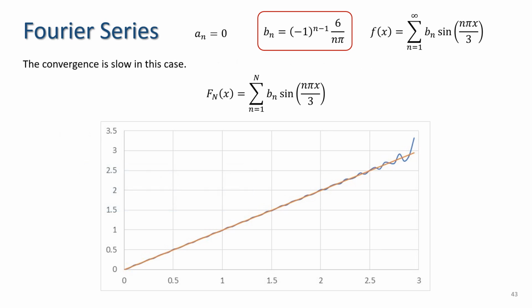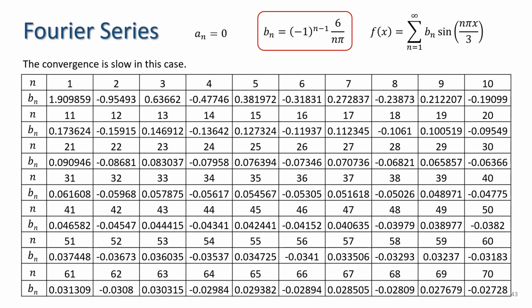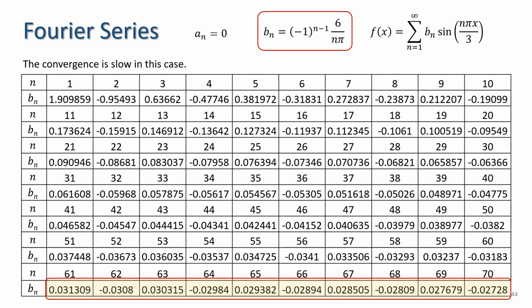Let's look at the coefficients. Here are the values of the first 70. We can see that after the first few values, the magnitude of the coefficients decreases quite slowly, meaning that consecutive sine waves have a similar magnitude. This points towards the slow convergence of the partial sums. Looking at the higher values of n, for example those shown in the bottom row, we see the magnitudes of consecutive values decreasing very slowly as n increases.